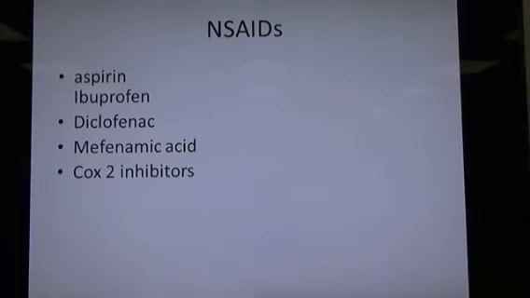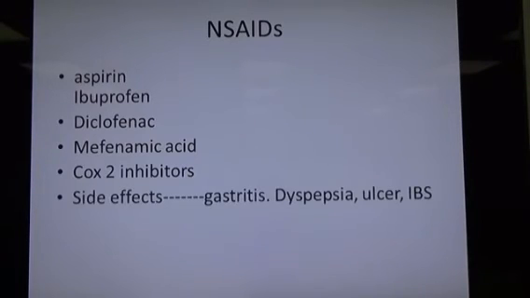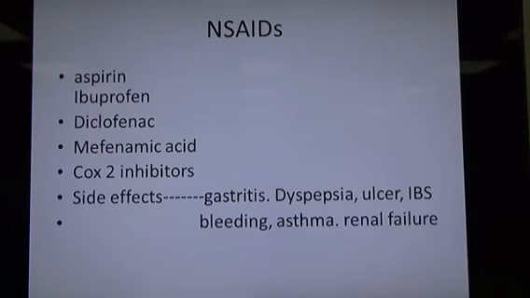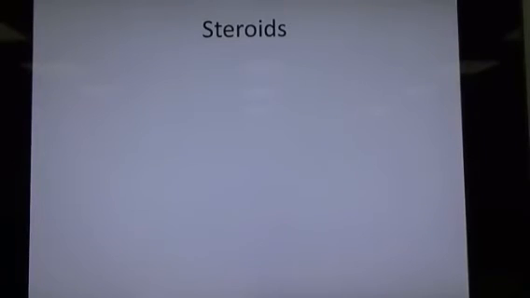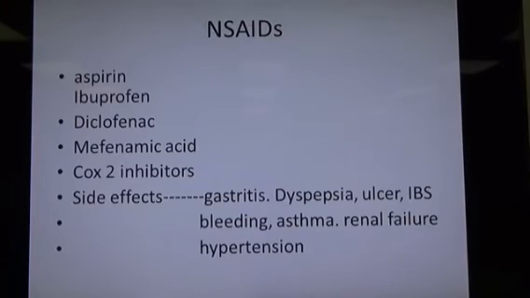COX-2 is one of the pathways of inflammation. That is why they are known as COX-2 inhibitors. Side effects, gastritis, they can cause severe gastritis, ulceration, irritable bowel syndrome, bleeding. You should avoid in patients who are having history of bronchial asthma, renal failure, should not be given at all. Hypertension patients, I generally try to avoid. Also, patients who are on anticoagulants or hemophilia should not be given non-steroidal anti-inflammatory drugs. Sorry, I forgot to mention here enzymatic anti-inflammatory drugs. They generally are, because they disintegrate the tissues.